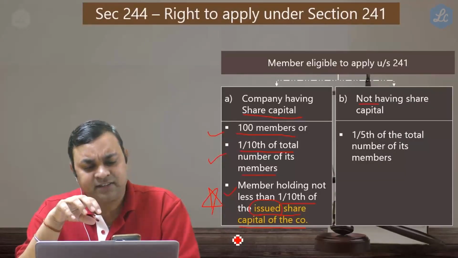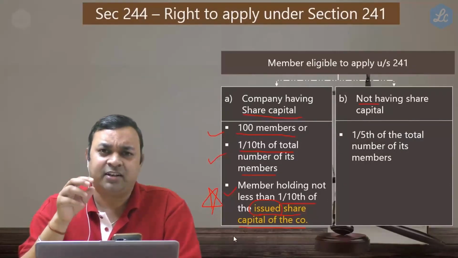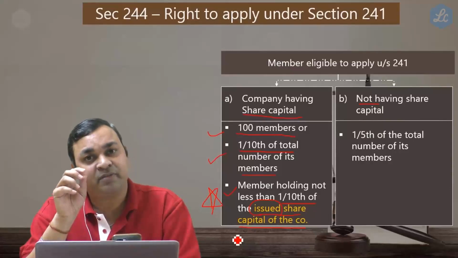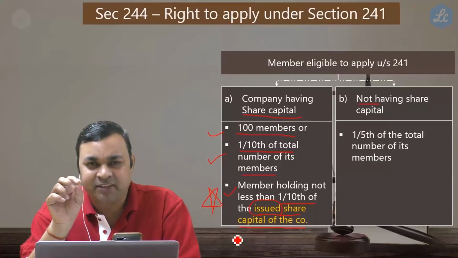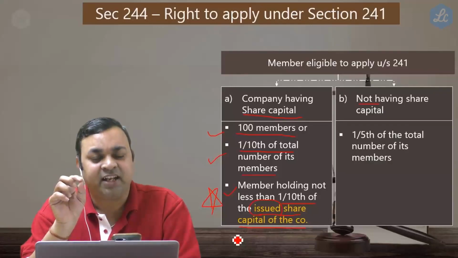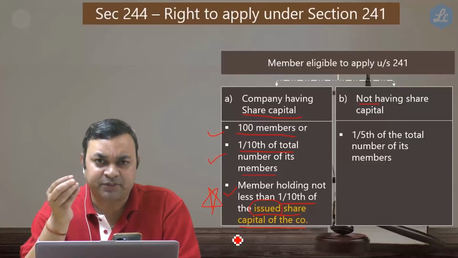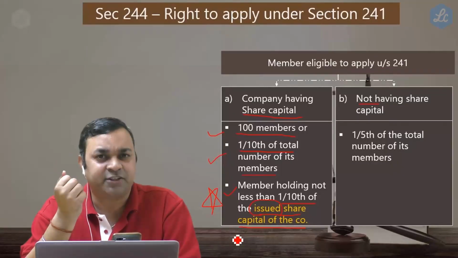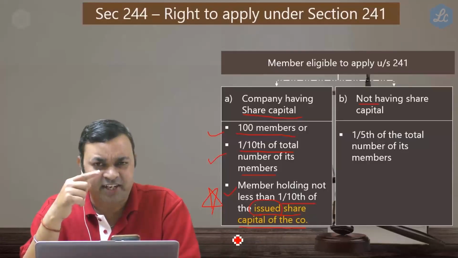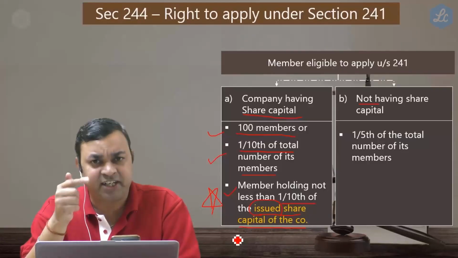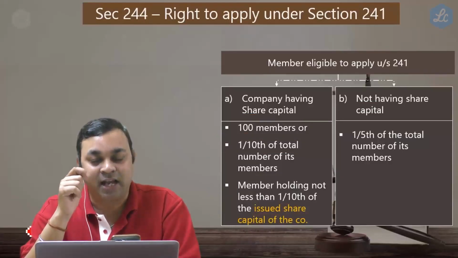Now suppose, for example, in the examination you need to check whatever is provided. They will provide the number of members, they will provide the capital, and simply they will ask at the bottom of your question whether the members are eligible to make an application as per section 244 under section 241. So for this you need to apply your mind. You need to check via the member part, via the share capital part, and that share capital is the issued share capital.